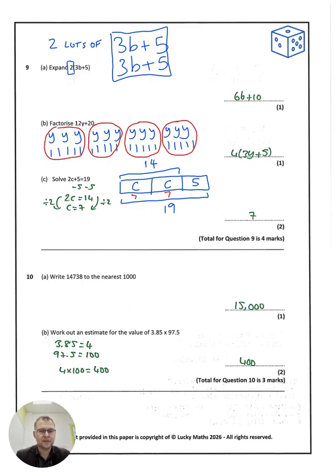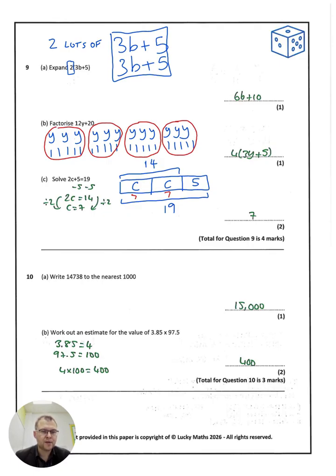And then factorizing, what I've done for this question is I've written out 12 y's in a line, and then 20 I've split into ones, basically. And I've put it together into groups, and I've grouped them into groups of 3y and 5 in each group, and I've come up with 4 equal groups. And so hence that is 4 lots of 3y plus 5.